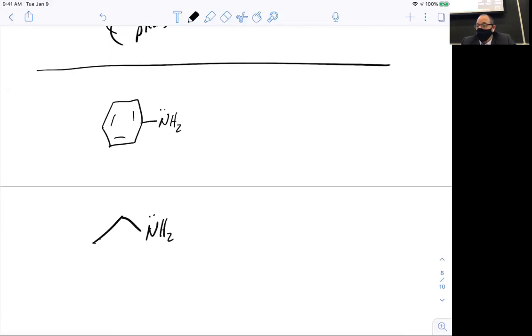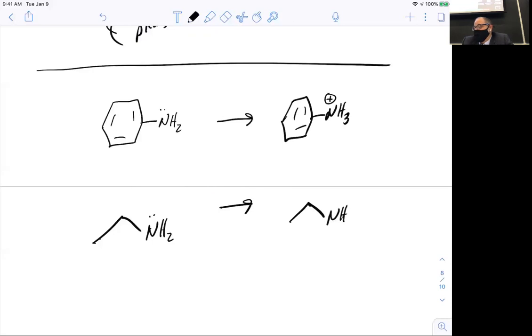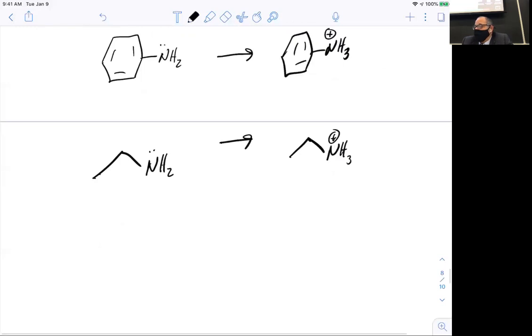Okay, so if we look at these two, it's not obvious that there's going to be a big difference, and there's not a big difference, but there's going to be a difference here, not as big as our carboxylic acid. But what we want to do here is look at our conjugate base, conjugate acid. So we would go ahead and put a proton on both of these. And then we could compare these two.